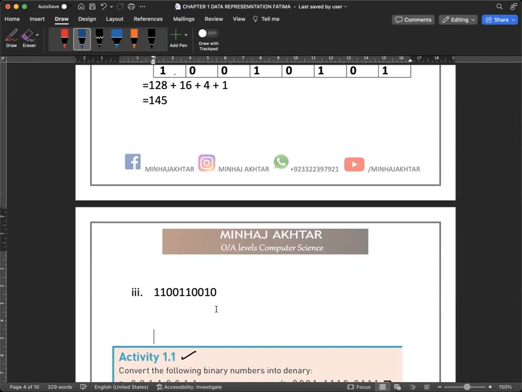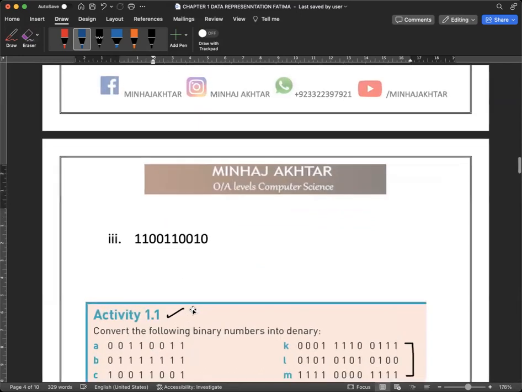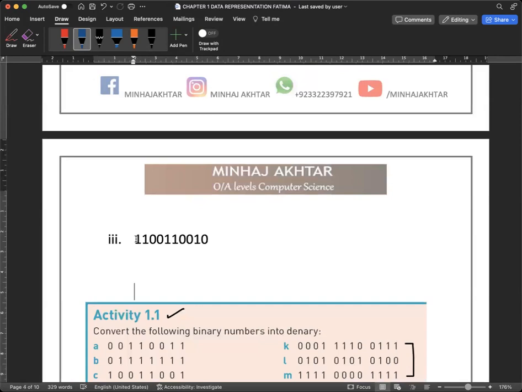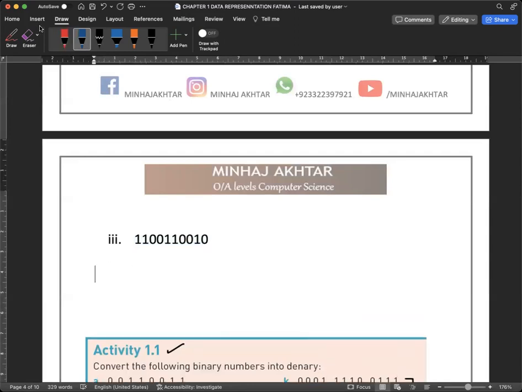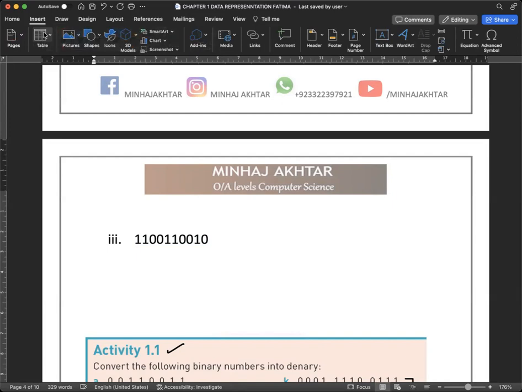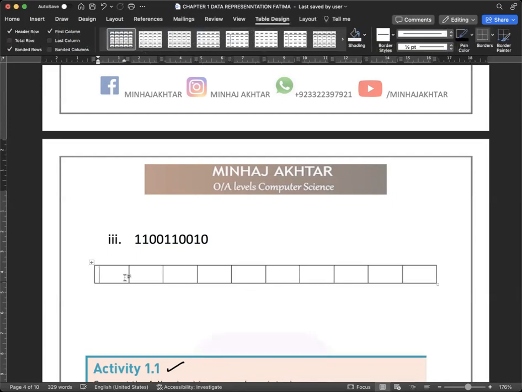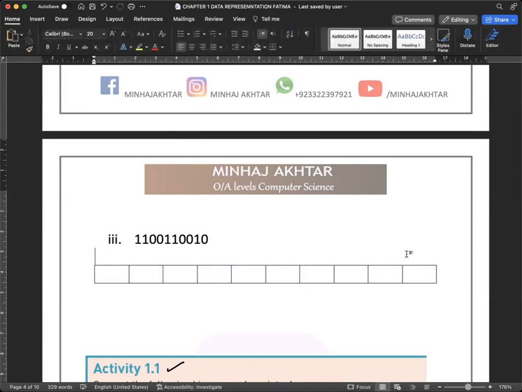1100110010. Perfect. How many bits are there? Can you count it for me? 2, 4, 6, 8, 10. So how many registers do we need to draw? 10 registers. Great. Draw it in your notebook like that. Look. Okay, let me count. 1, 2, 3, 4, 5, 6, 7, 8, 9, 10. Perfect.